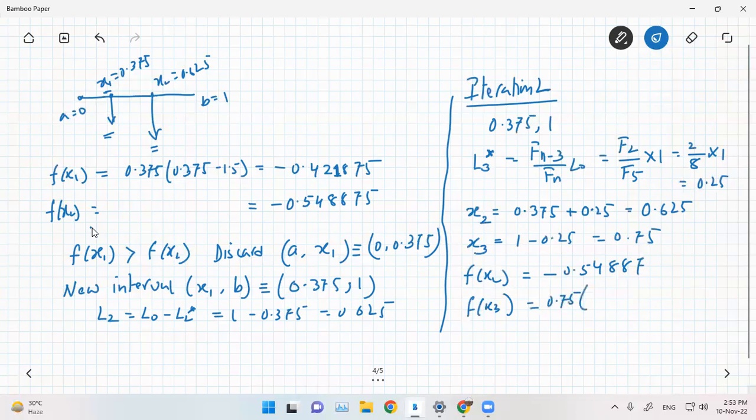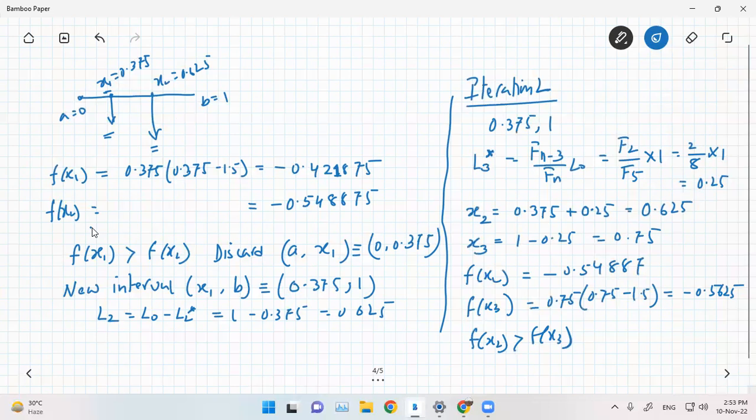And f of x3, just plug in the values, 0.75 into 0.75 minus 1.5. This will give us the magnitude of minus 0.5625. Eventually, you know that this is the solution, this is the result, but yet let's go with the procedure. As you can see that fx2 is greater than fx3, so you have to discard the initial portion.